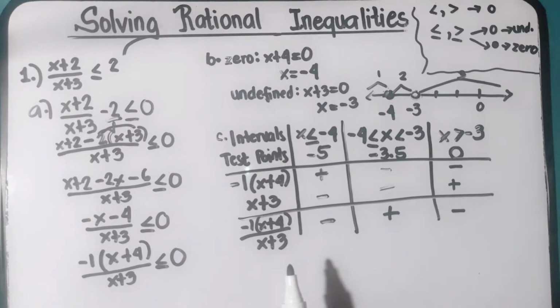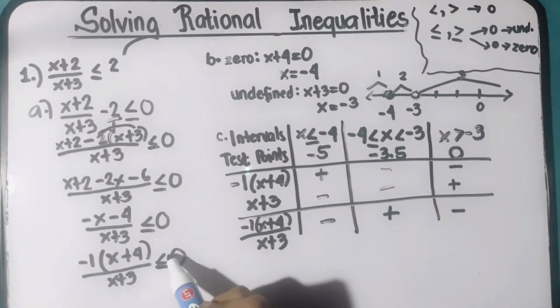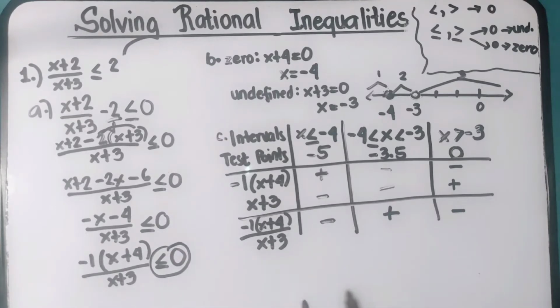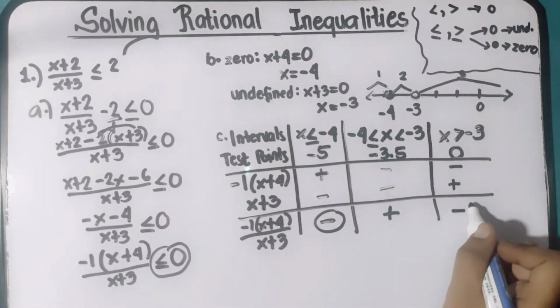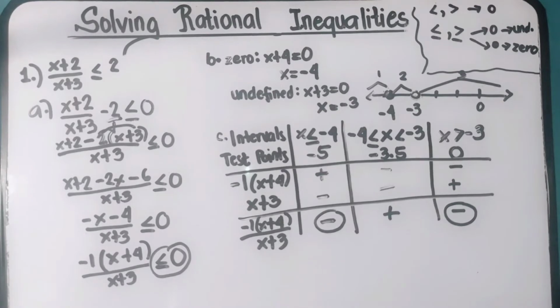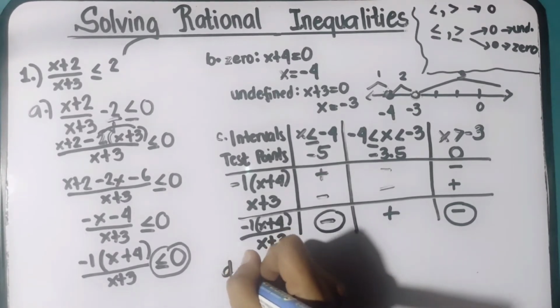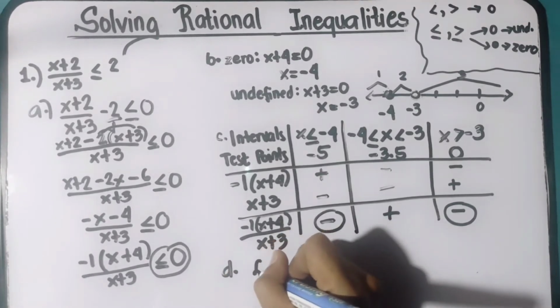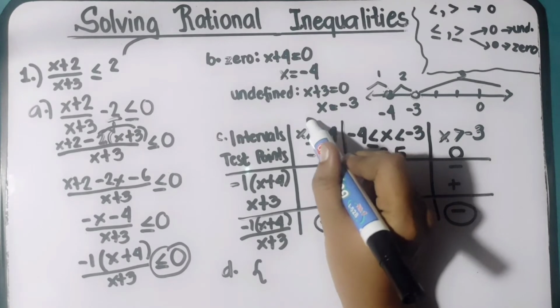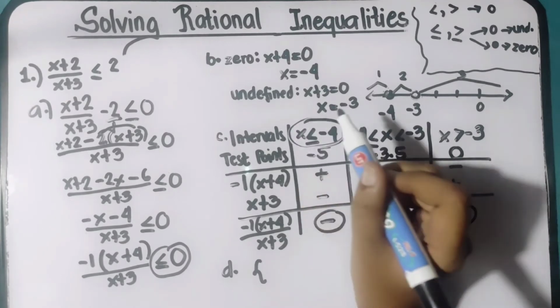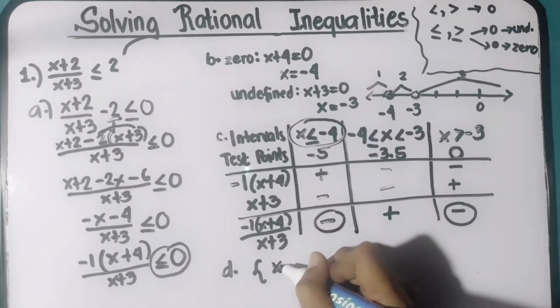Since this inequality uses the less than or equal to 0 symbol, it implies that we are looking for the negative values. For our final answer, trace the intervals that produce negative answers. First is x less than or equal to negative 4.